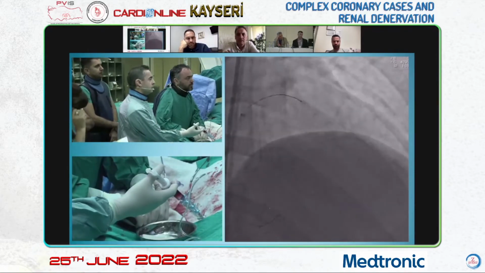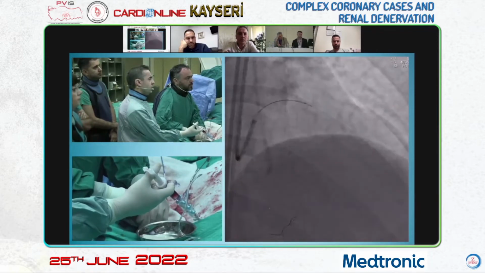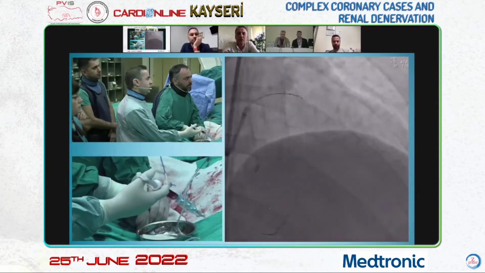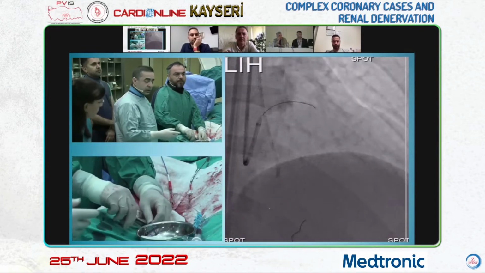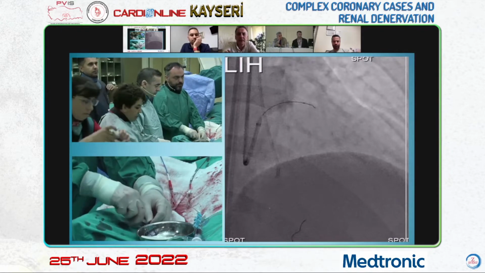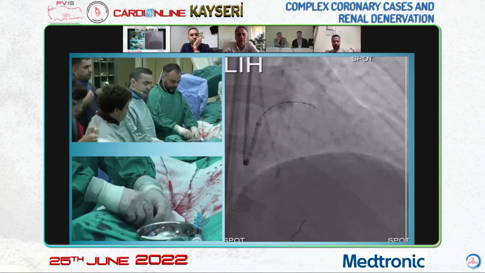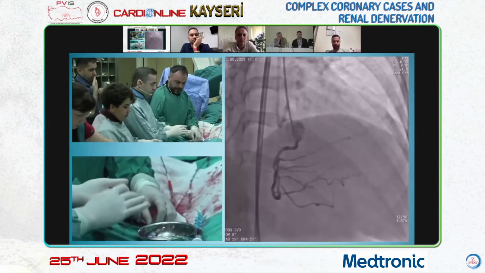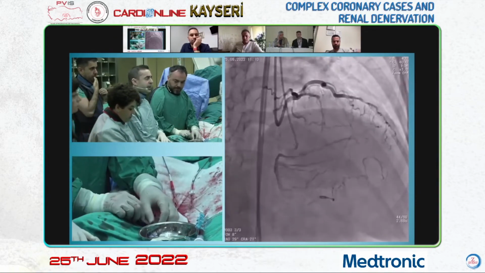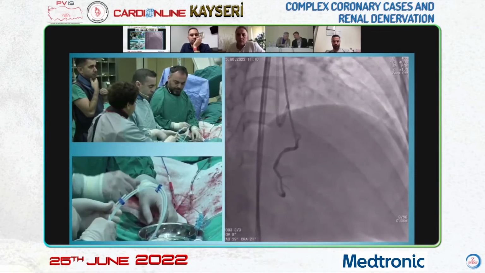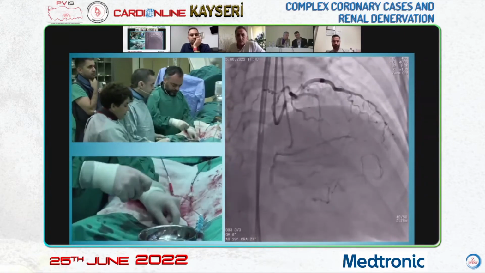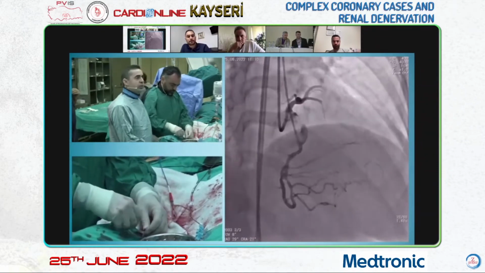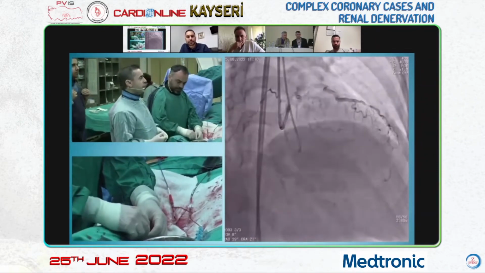What was the wire? Pilot 200. Penetrating with the Pilot or hydrophilic wire seems to be difficult. We will continue with Gaia. We didn't take a Pilot course. We don't know the angling there, but we need to be more controlled. We need to keep it under control.